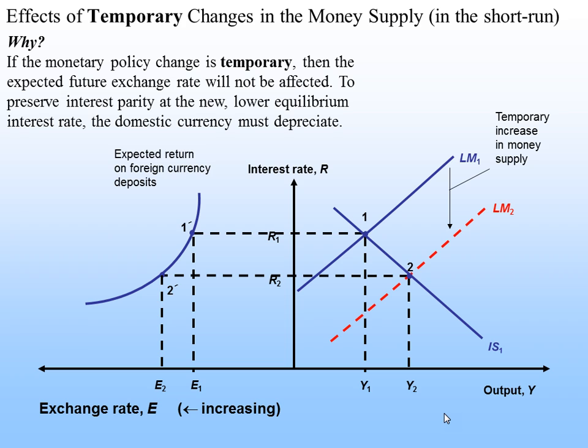And if this is a temporary monetary policy change, and I think you might argue that Abenomics is trying to get a permanent one, but anyway, in a normal case where it's temporary, that means that exchange rate expectations don't change. Our future expected exchange rate doesn't change. So this curve, our expected return on foreign currency deposits measured in the domestic currency, which is the yen, doesn't shift, it just stays right there. And that means that when the interest rate changes from R1 to R2, the yen depreciates from E1 to E2.